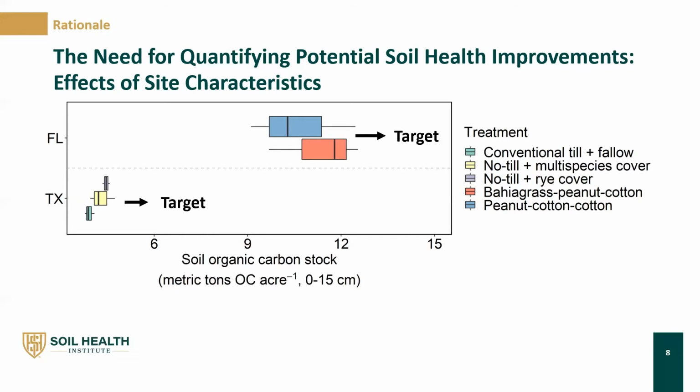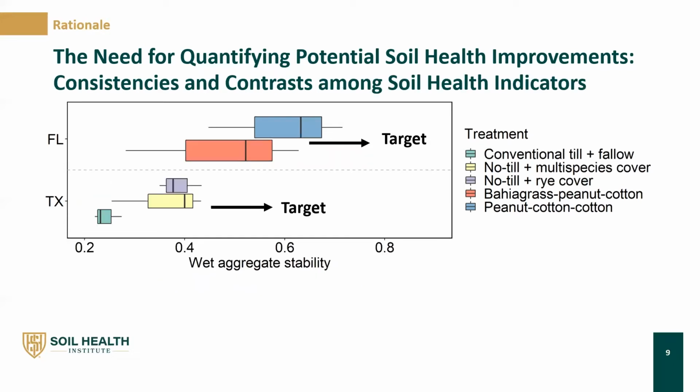And to kind of hone that or recap that, I also want to show you one other slide. I've gone forward once here, and what we see now is the same treatments at the same site. The only thing that's changed is now we have wet aggregate stability instead of soil organic carbon stock. And so what that's done is it's kind of compressed the situation where the Florida sites aren't so much better than the Texas sites. And we also see that in Florida, that peanut cotton rotation, which had lower soil organic carbon, has higher aggregate stability.